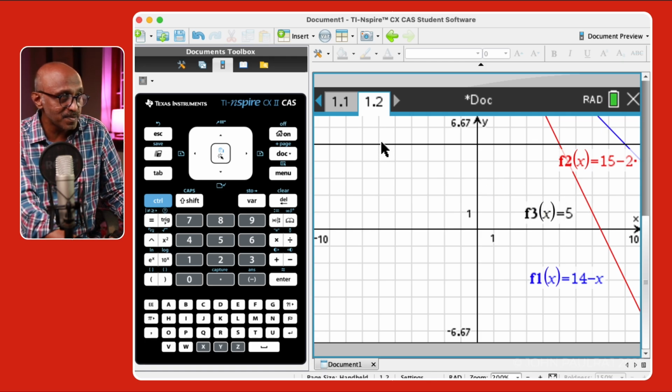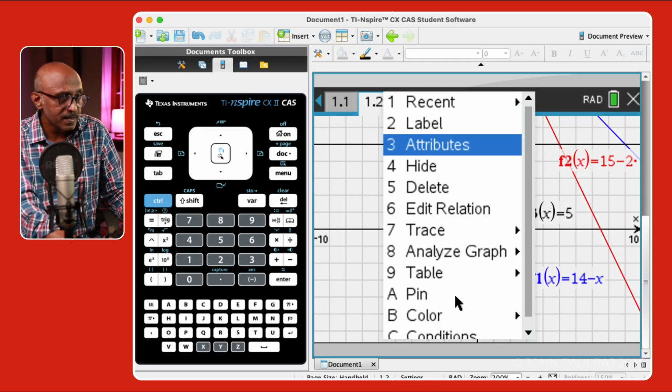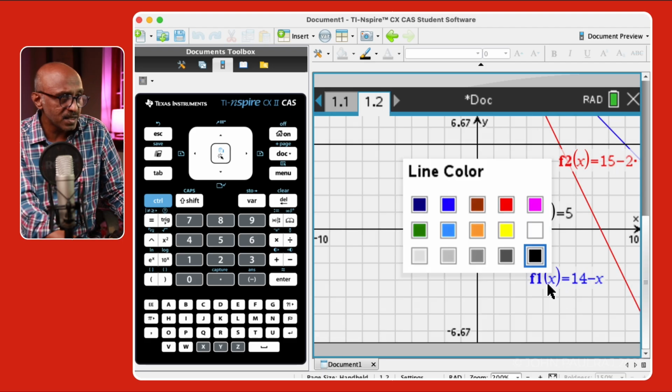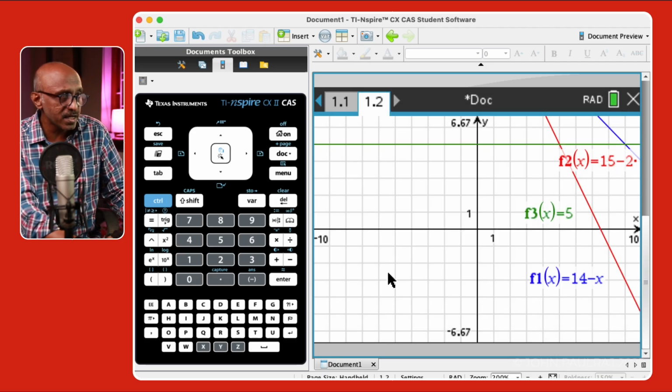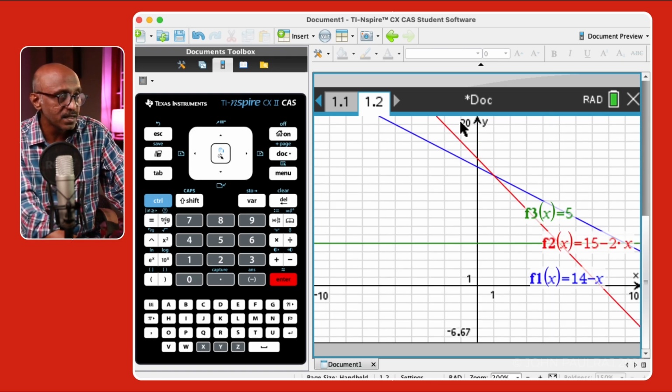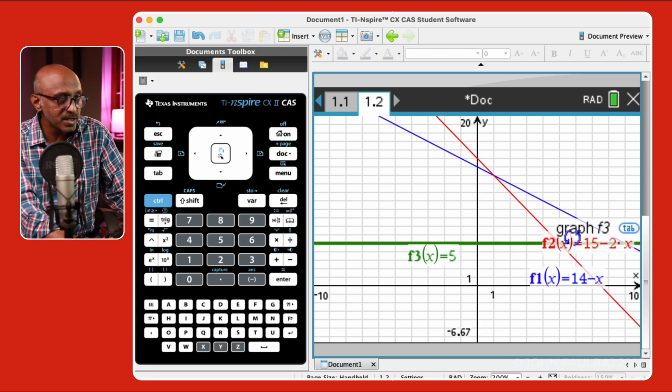Let's change the color of this black line. I'll make it green maybe. There you go. All of them standing out. Now let's change the window values. I'm going to make this something like 17 or 20. Let's make it 20. There you go. Now we can see all of them. Green is my horizontal line. This 15 minus 2x is that red line, as you can see. I hope I can pull the label. Trying to pull it. There you go. That label. I can bring it down here.